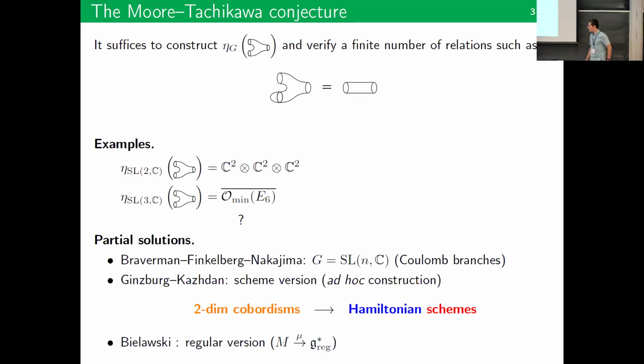problem in algebra. And then also there's a version by Bielawski where you don't look at all Hamiltonian spaces, but you look at a category whose morphisms are not necessarily Hamiltonian, but one whose moment map takes value only in the regular part of the Lie algebra. Then basically what you get is the smooth locus of the varieties that the Moore-Tachikawa conjecture is supposed to give, just an open dense subset of them.